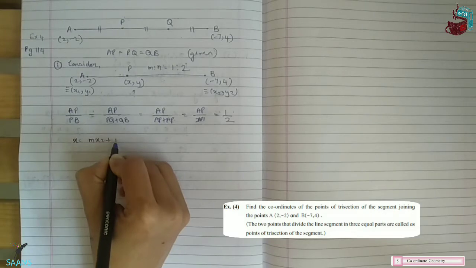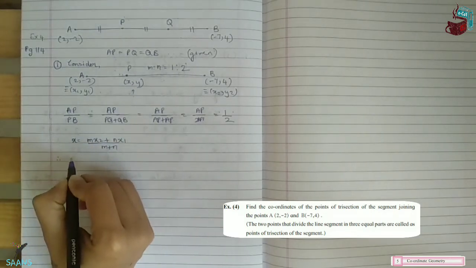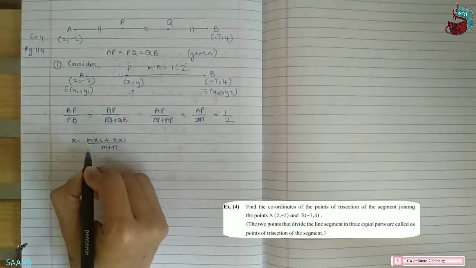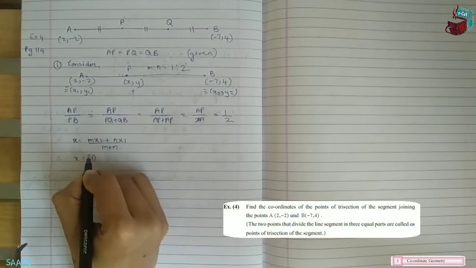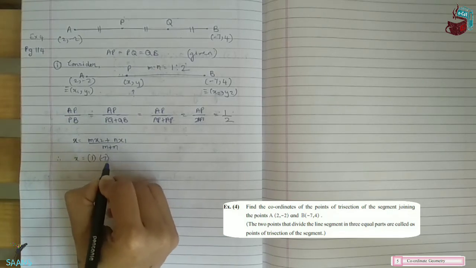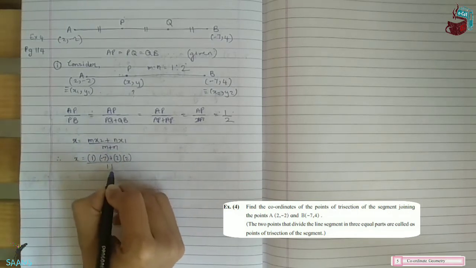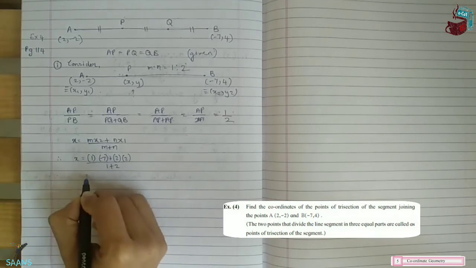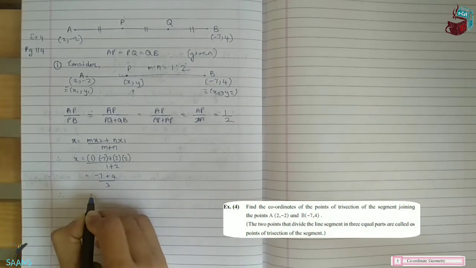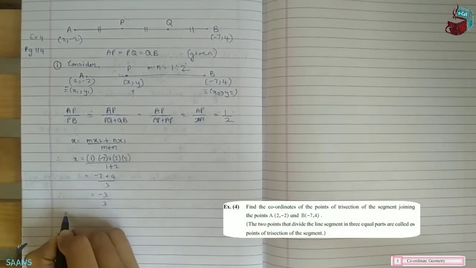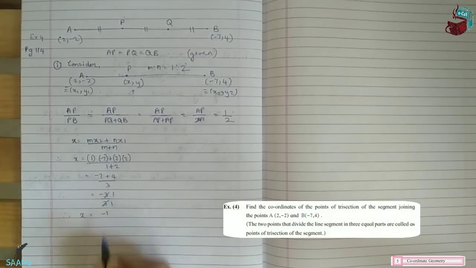mx2 plus nx1 upon m plus n. So therefore that is equal to, what is m? X we don't know. M is 1 into x2 minus 7 plus n into x1 upon 1 plus 2. Therefore that is equals to minus 7 plus 4 upon 3. Therefore that is equals to minus 3 upon 3. Therefore x is equals to minus 1.